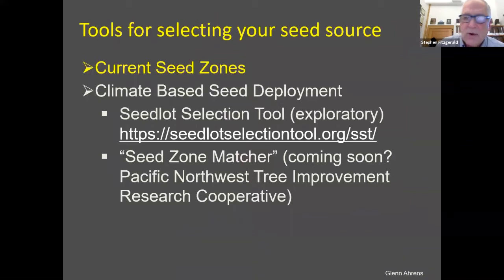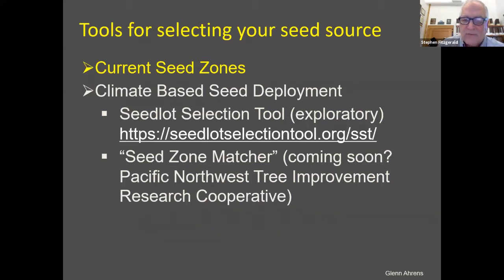So there are some current tools for selecting the seed source. I covered the current seed zones, and that's your go-to source for appropriate seed for your planted seedlings. But there's a couple of tools. There's climate-based seed deployment. One is called the seed lot selection tool, which is exploratory at this point, where you put in your area, and I'll show you an example, and you choose a climate scenario, and it'll display areas where you might get your seed to have your seedlings grown so that you could plant them out on your property. And the other one is a seed zone matcher. I don't know much about this one, but it's coming soon.